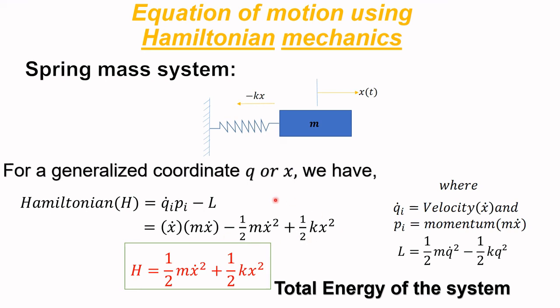and put this value in this formula. After solving it, I will get H equal to half mẋ² plus half kx². Here half mẋ² is the kinetic energy of the system, and half kx² is the potential energy of the system. So what is the Hamiltonian? It is the total energy of the system.